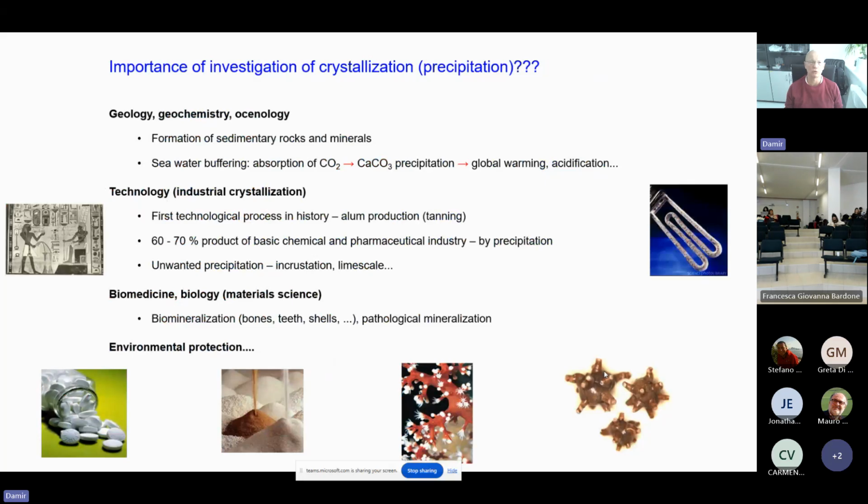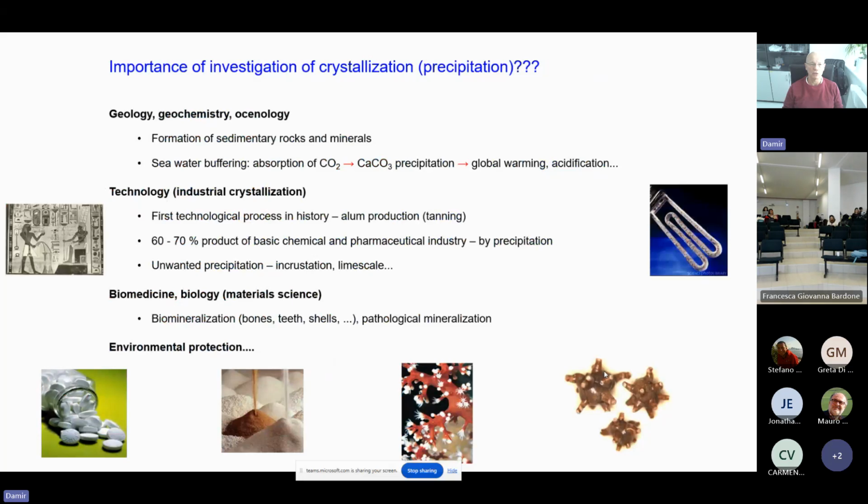Few words about the importance of investigation of crystallization or precipitation. This process is extremely important in geology, geochemistry, and also oceanology, because formation of all sedimentary rocks and minerals is started by precipitation or crystallization. And in that case, it's not always necessary to have a precipitation or crystallization in a form of an aqueous solution. Crystallization can also be started in a melt, and this is something what really happened in the Earth interior.